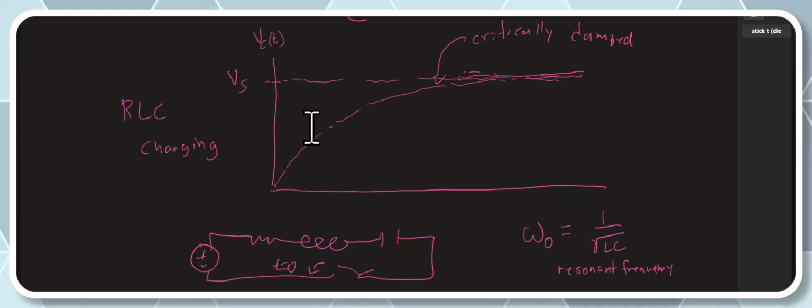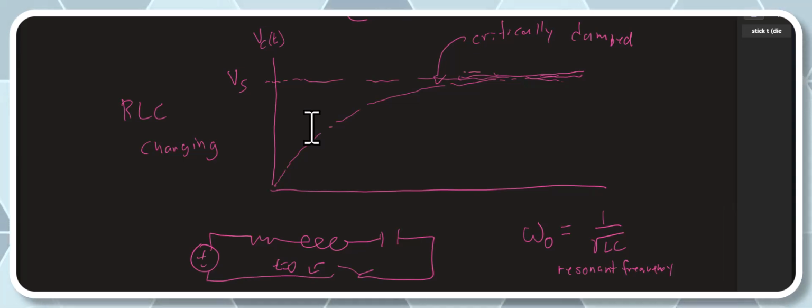So critically damped is kind of the standard case that you'd see, like most people draw. It's what you would see in your physics books. That means you're at the resonant frequency.